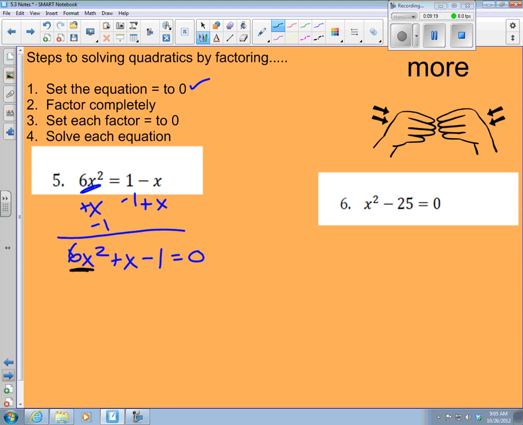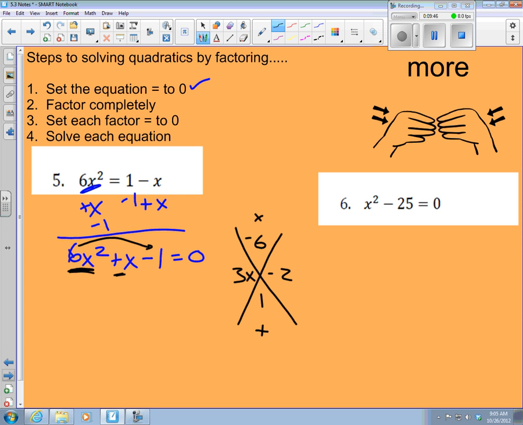and it's 6x squared. Okay, so it's going to be a little more difficult. I'm going to take 6 and multiply it by the negative 1 and get negative 6. So I need factors of negative 6 that add up to, right here, what's in front of your x term? 1. Well, this is 3 and negative 2. 3 times negative 2 is negative 6. 3 plus negative 2 is 1. Now, we're going to use grouping on this. We're going to break it up into 4 terms.